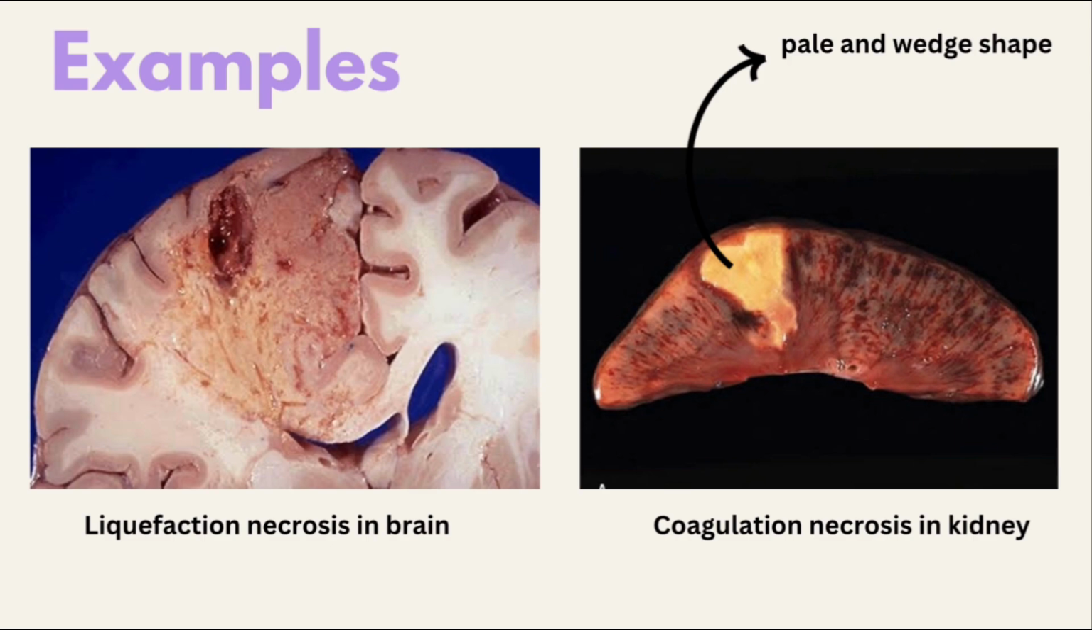Here you can see examples of coagulative necrosis in the kidney, the right image. Notice how the affected area appears pale and firm compared to the surrounding healthy tissue. This happens because of severe ischemia, that is lack of blood supply, leading to protein denaturation while the overall tissue structure remains intact. Unlike liquefactive necrosis, which is seen in brain, the left image, where tissue gets completely broken down, coagulative necrosis preserves the shape of the organ for some time before the body starts clearing it away.